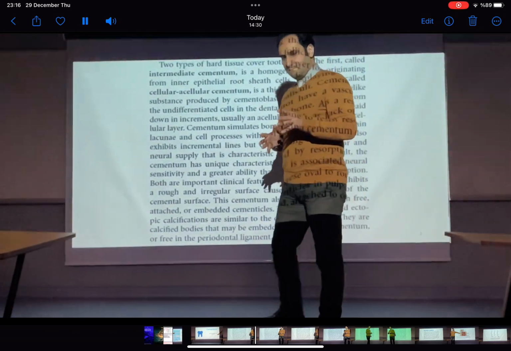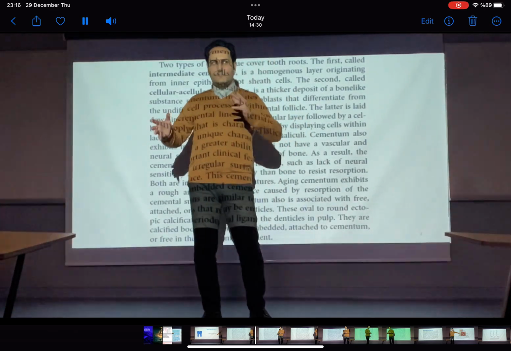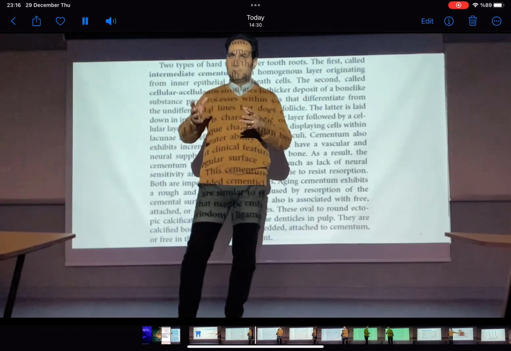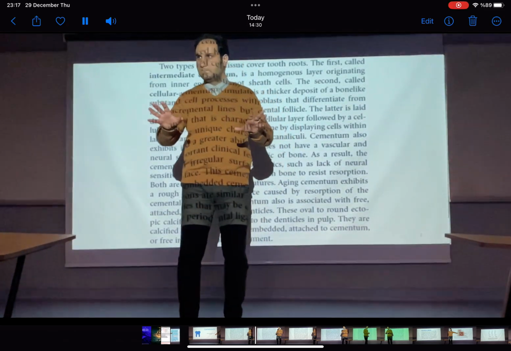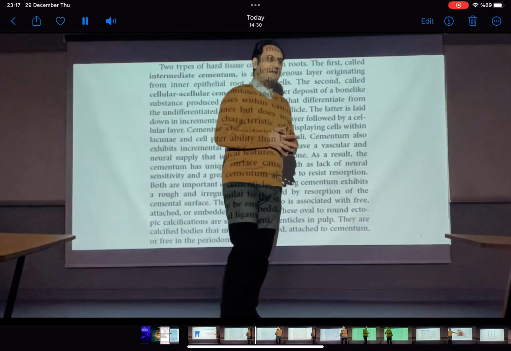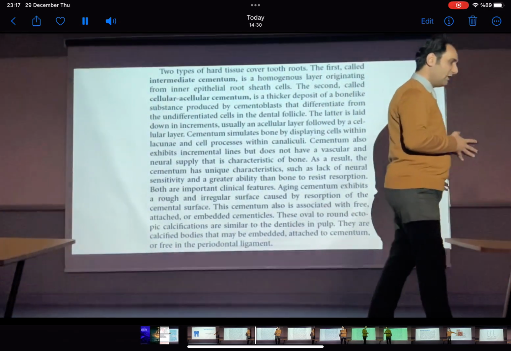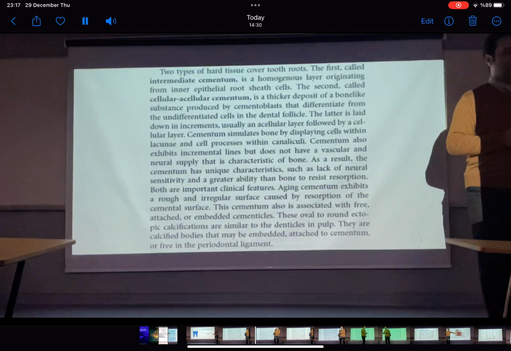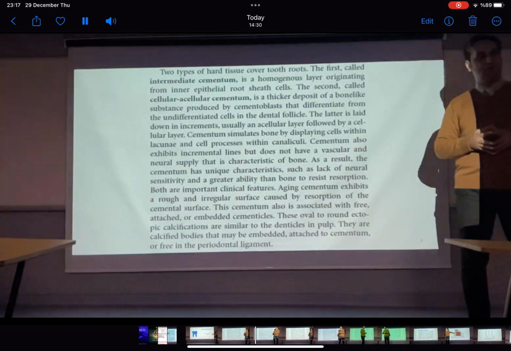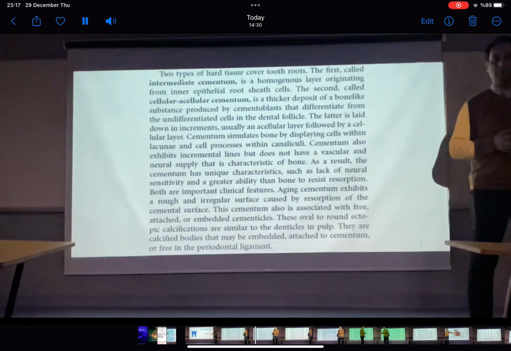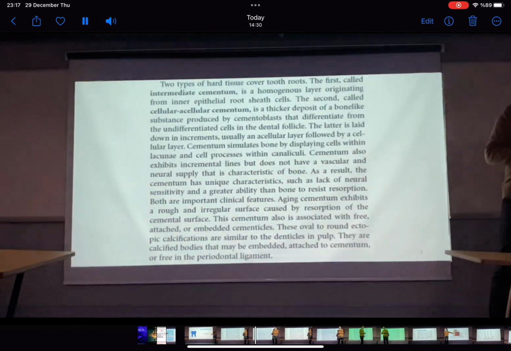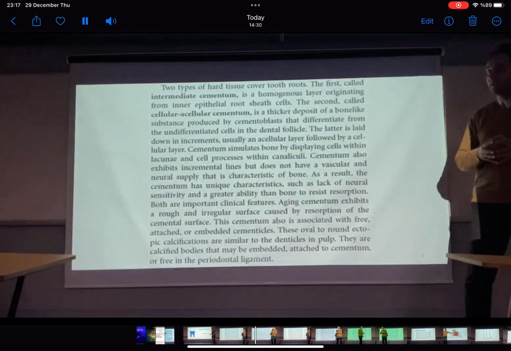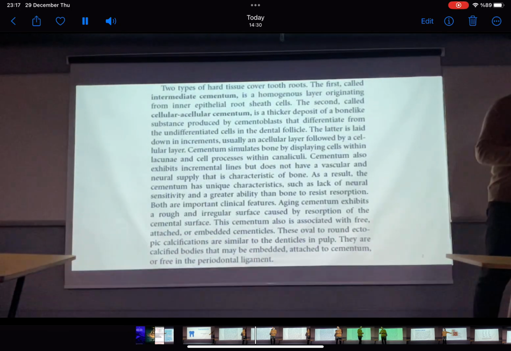Now, you know we have acellular and cellular cementum, primary and secondary cementum, and intermediate cementum, synonymous with the primary or acellular cementum. Okay? We have another term related to the fibers of cementum. Sometimes you can hear intrinsic fibers, and sometimes you can hear extrinsic fibers. What is the difference between the intrinsic and extrinsic fibers?